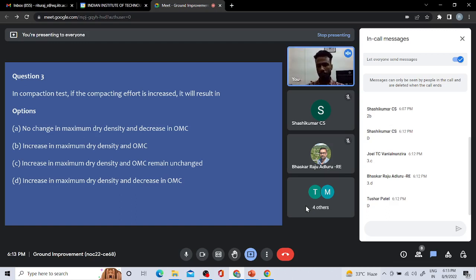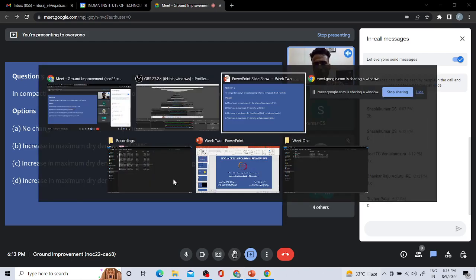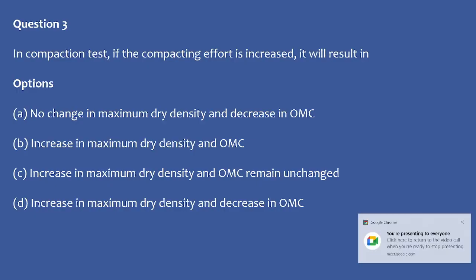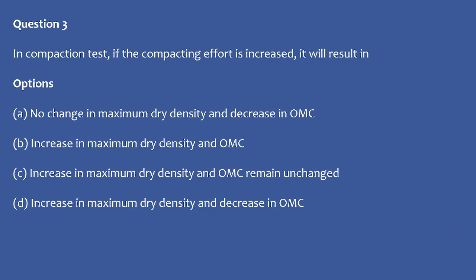So yeah, we are having some answers. So basically, if we are increasing the compacting effort, meaning if we are applying more number of blows to the soil, or if the mechanical weight with which we are compacting it gets increased, what will happen we can see in the next slide. So the answer of this question is basically increase in maximum dry density and decrease in optimum moisture content.